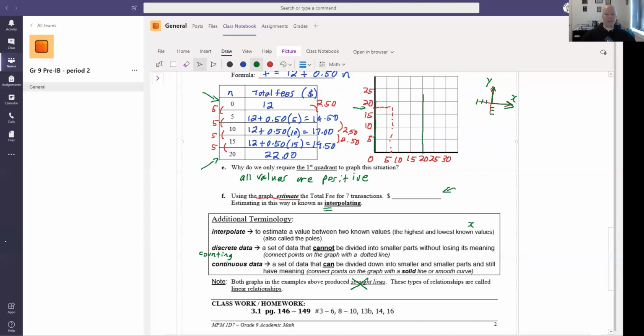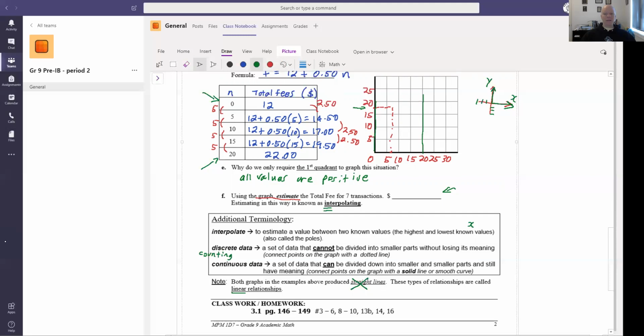A line is an example of a linear relation. If it's a curve, it would be a non-linear relation. Okay, so those are the differences there. Okay, so both these graphs are lines, and they're examples of linear relations.